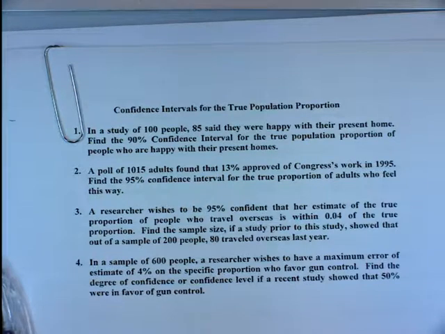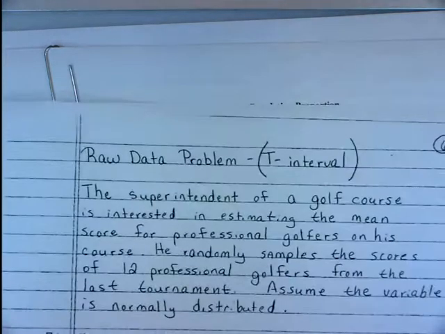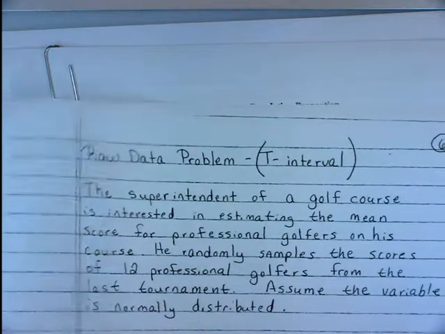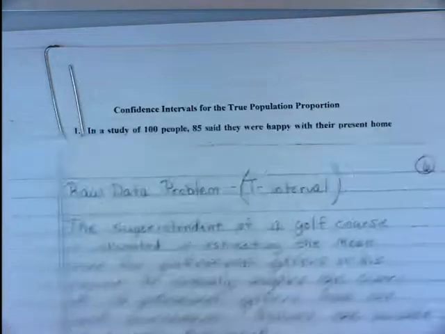Section 7.3 deals with confidence intervals for true population proportion. I am going to go over these 4 problems during this video, but before I do so, there's one last problem that I wanted to show you from Section 7.2 on T-interval problems. If you noticed, it was attached to the lecture notes, and this is the problem. I want to go over this before we start.